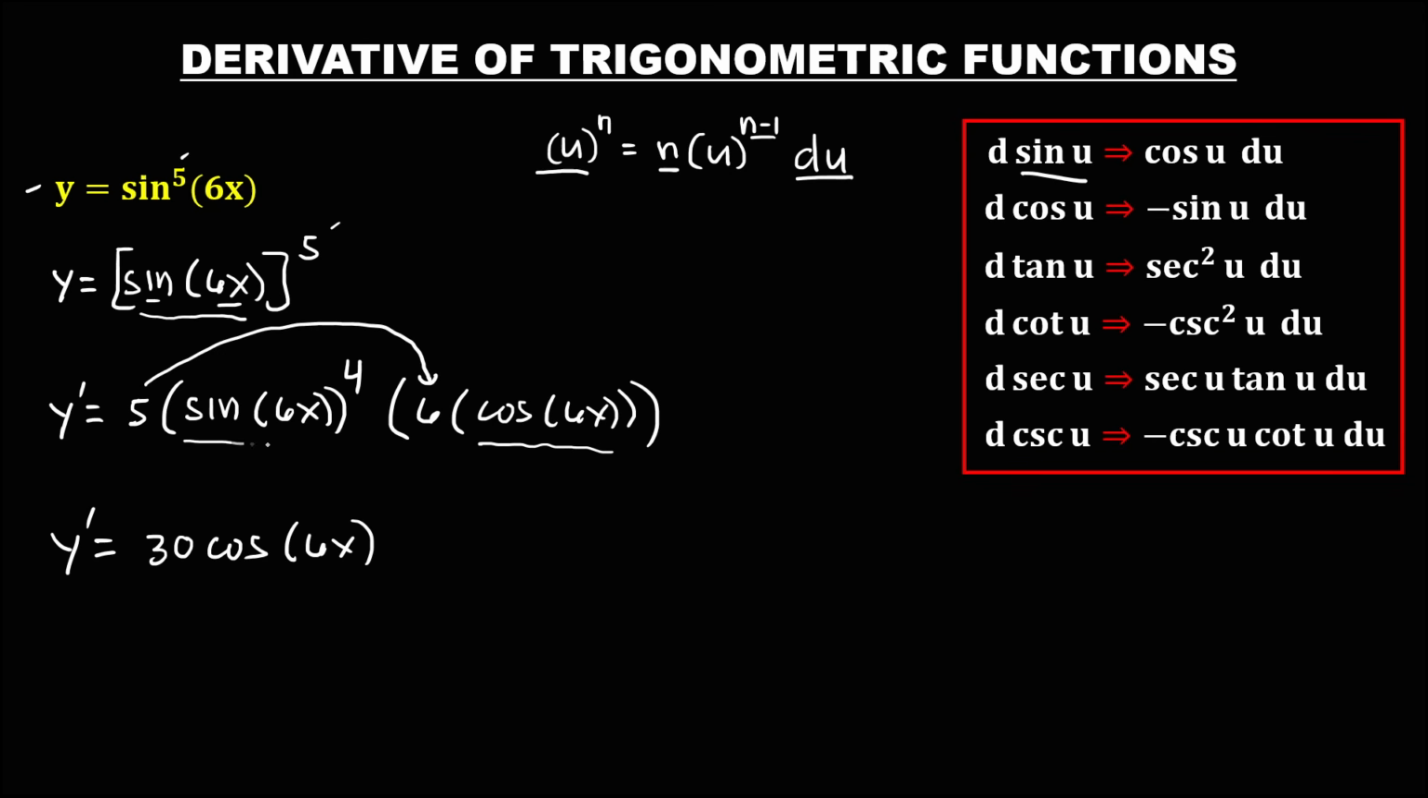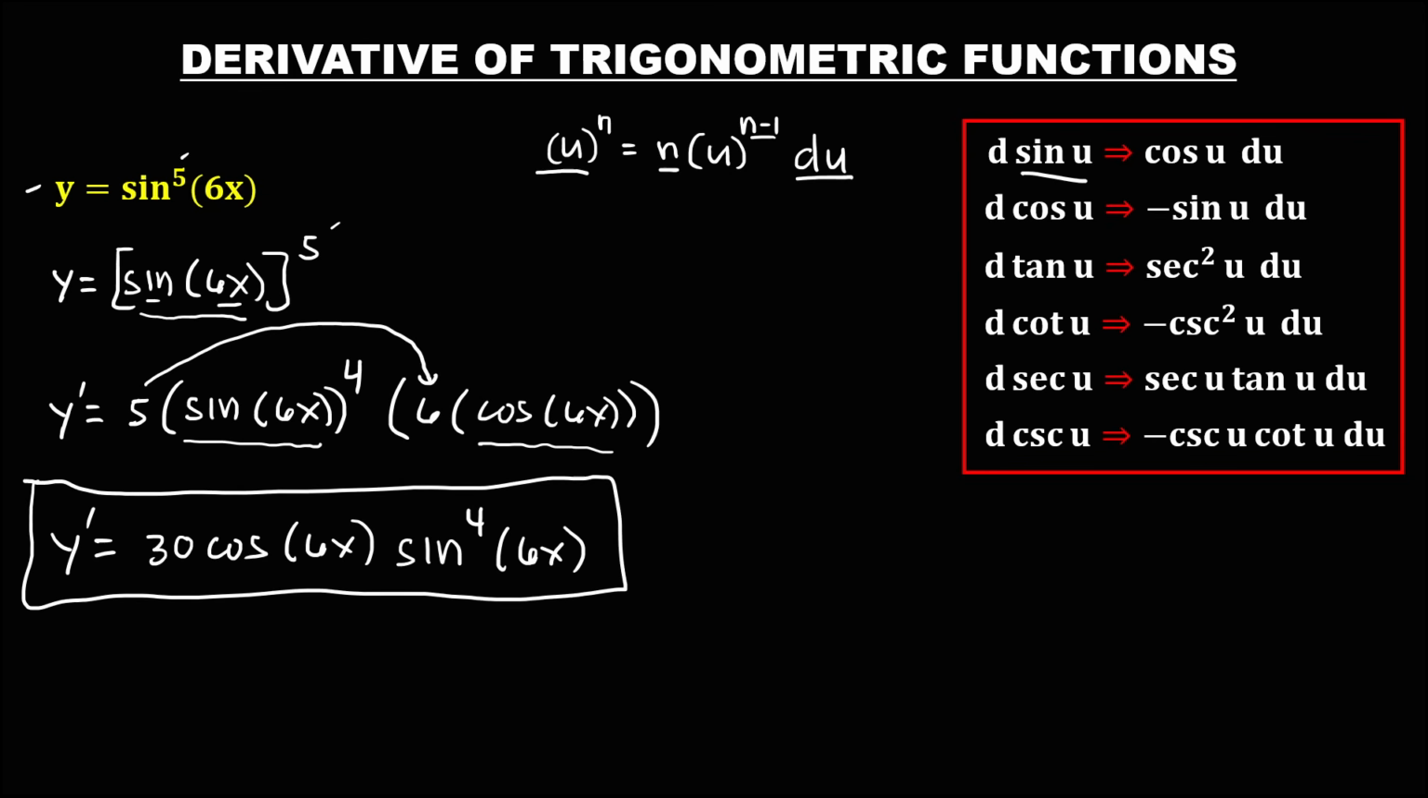And from this, we need to rewrite. So this becomes sine, then to the power 4, 6x. So this is now the derivative.